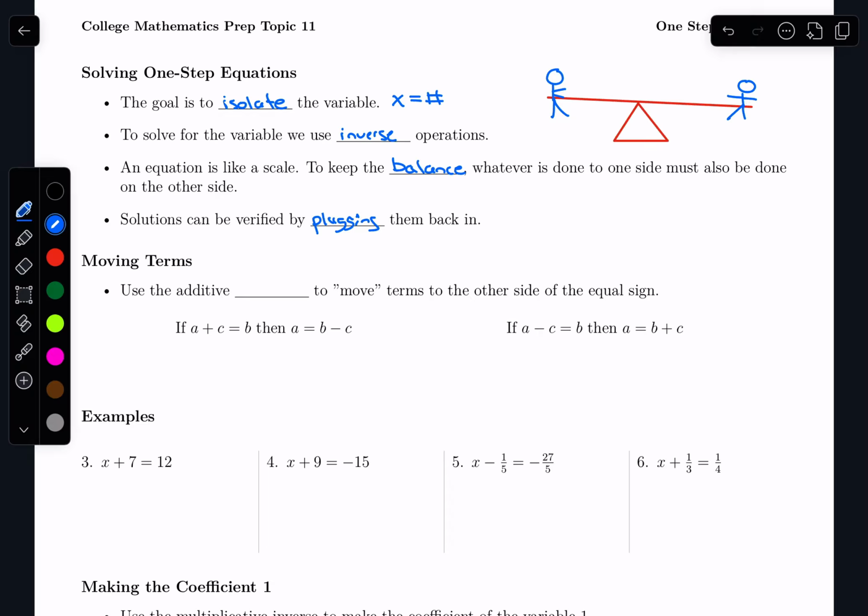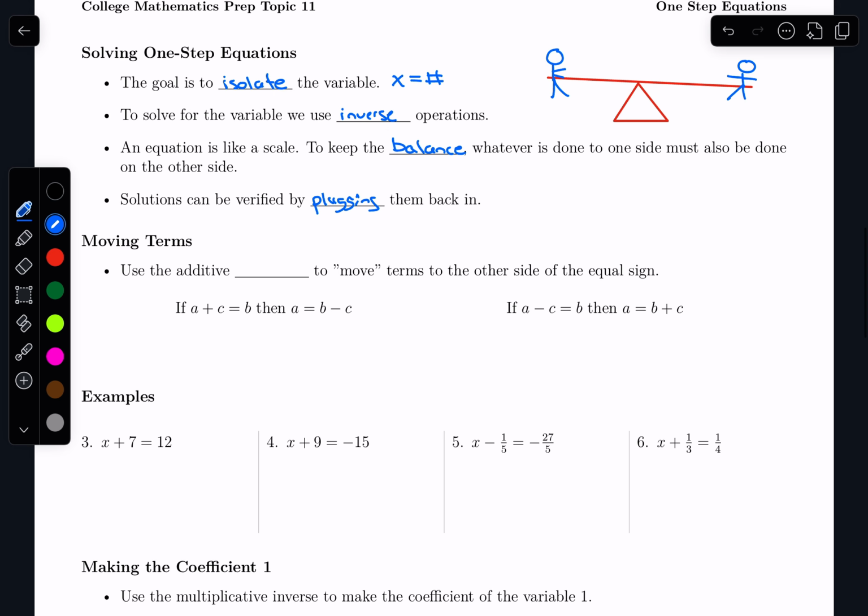Hands down, the most important things I need you to take away from this lesson are these next two small little sections. One is about moving terms, and one is about making the coefficient of the variable 1. When I say, how do I move this thing to the other side in class, because you're going to hear me say it all the time, you need to reference this section in your brain. Okay, when I say move terms, I'm talking about exactly what we're about to do. So let's look at it.